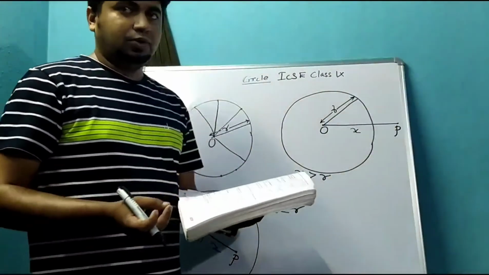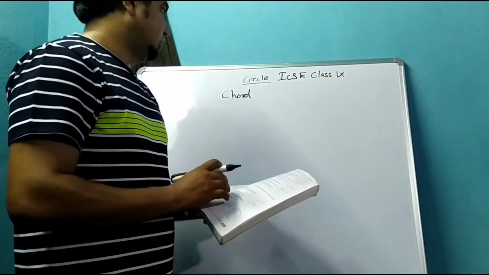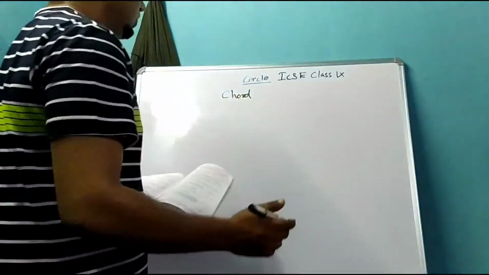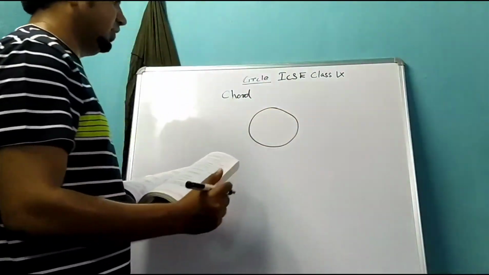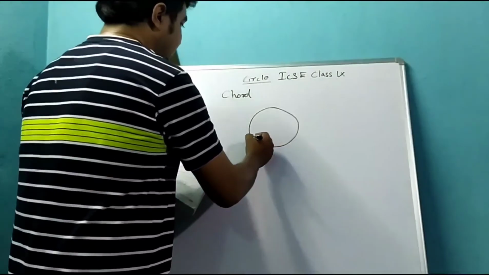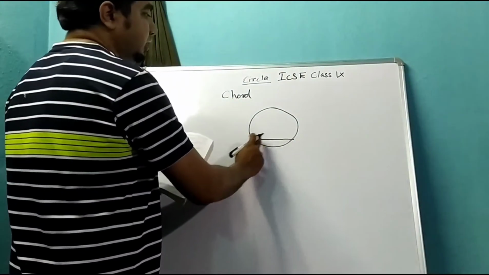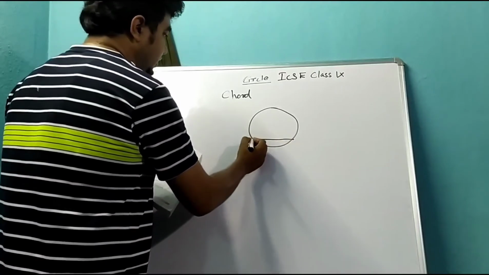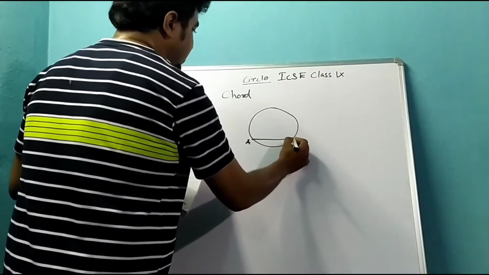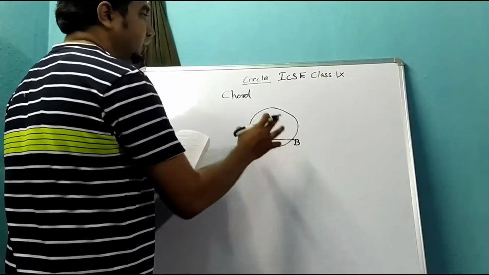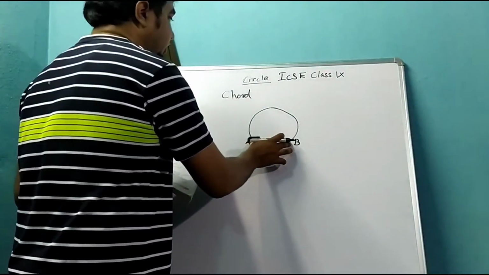Now we'll be discussing chords. First of all, I am drawing one circle. This is one circle, and a chord is the line joining two points on the circle. If this point lying on the circle is A and this point is B, these are two points lying on the circle, and the line joining these two points is known as a chord.